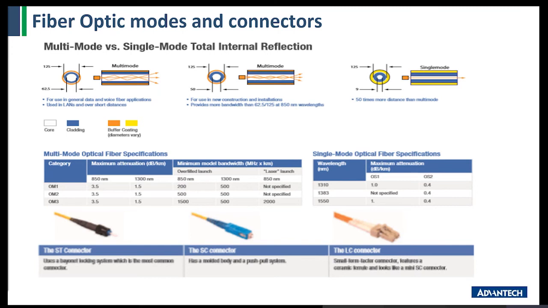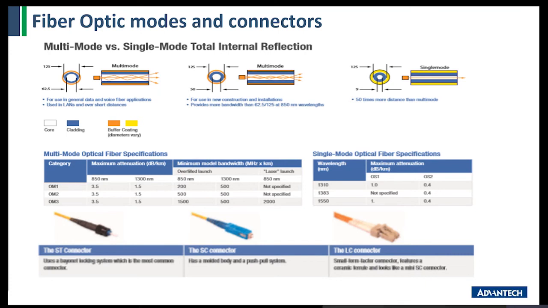For single-mode fiber, the core is made smaller than multi-mode fiber so that the light rays propagate in one path, or one mode only. Because single-mode fiber has only one path to reach the receiving end, it is faster than multi-mode fiber.